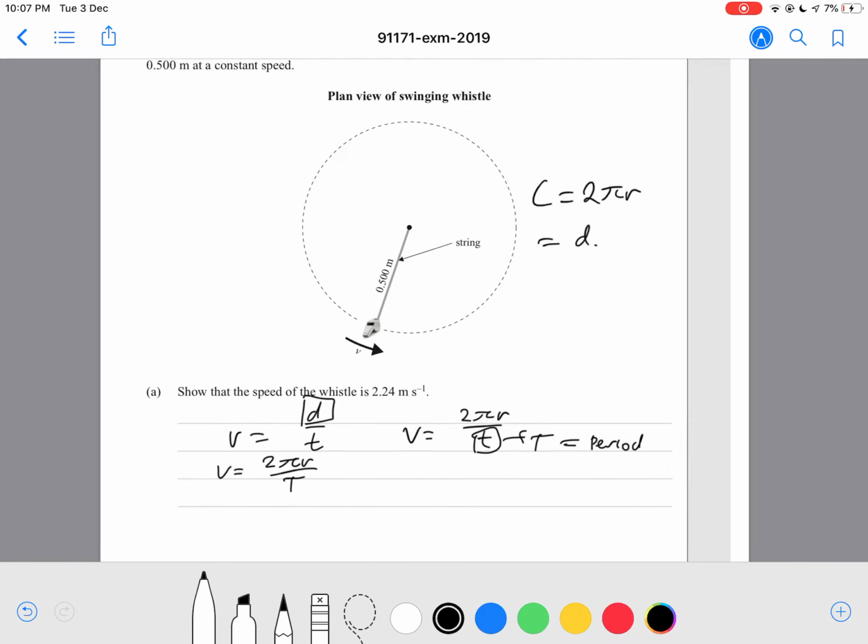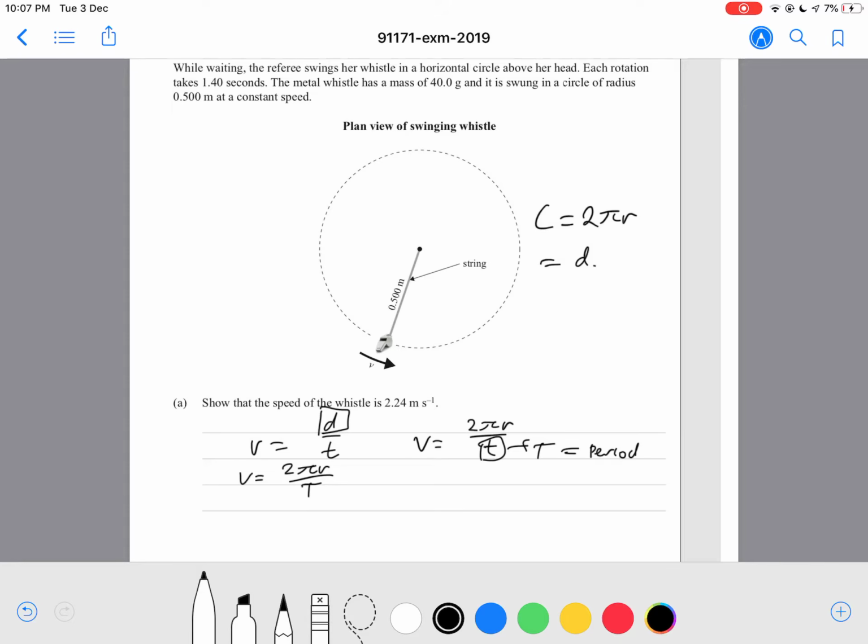And now we can show that it is 2.24. We can substitute our variables in. We can say that V equals 2 pi times 0.5 divided by 1.4. So 2 pi times 0.5. And that indeed gives you a velocity of 2.24 meters per second, and that's rounded to 3 SF. And this question should just be another achieved mark here.